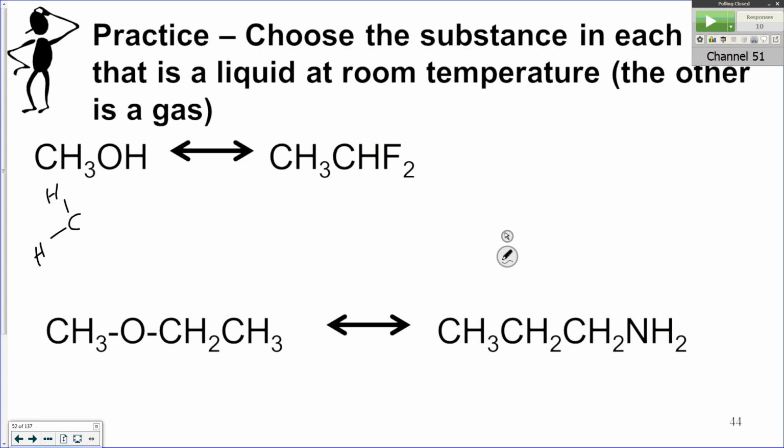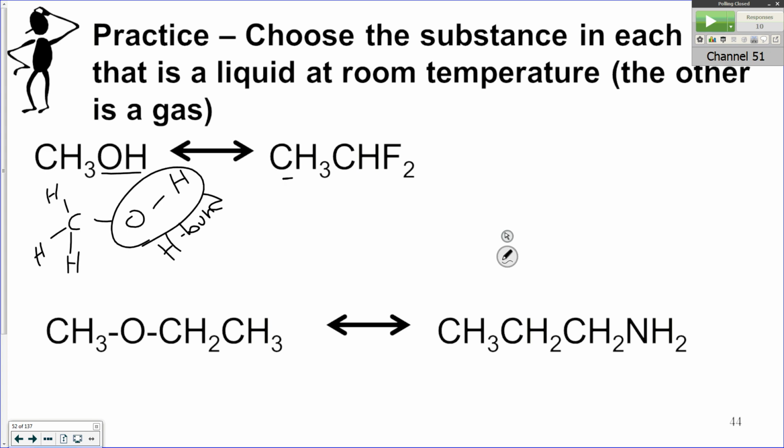CH3 is tetrahedral, and then the OH means that the hydrogen is connected to the oxygen. So what does that tell me? That's an H bond, so that tells me that there are some strong intermolecular forces. Now what about the other side? Does it have an H bond?